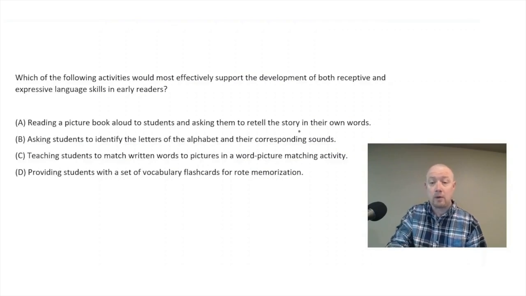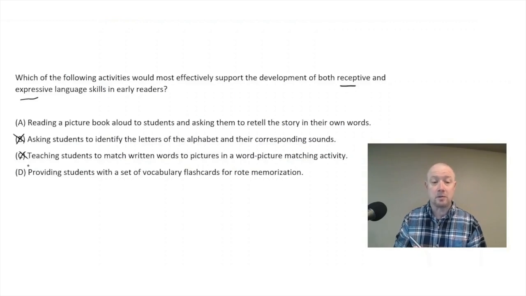Okay, so when we talk about receptive and expressive language skills, receptive would be the ability to listen to reading or listening to a story, and expressive would be being able to explain that story or retell that story. So if we look at choice B, it's asking students to identify the letters of the alphabet and their corresponding sounds. So they're not listening to a written word, they're identifying. So choice B is eliminated. Choice C, teaching students to match written words to pictures in a word-picture matching activity. The receptive skill of listening is not included here, so C is eliminated.